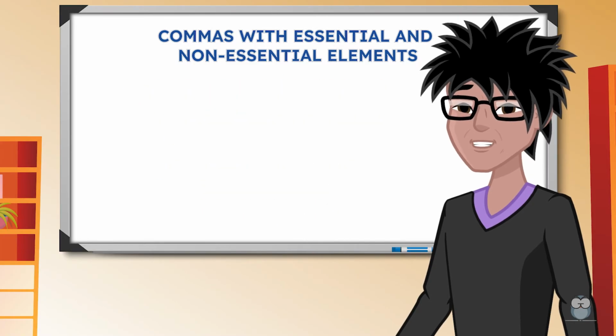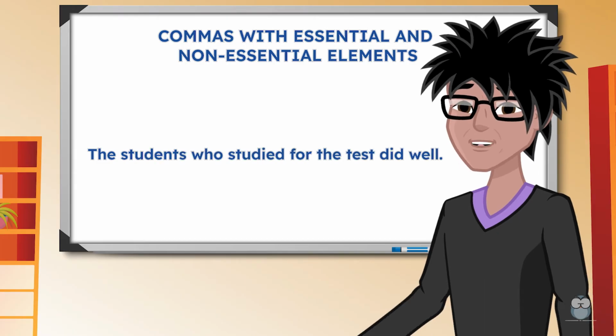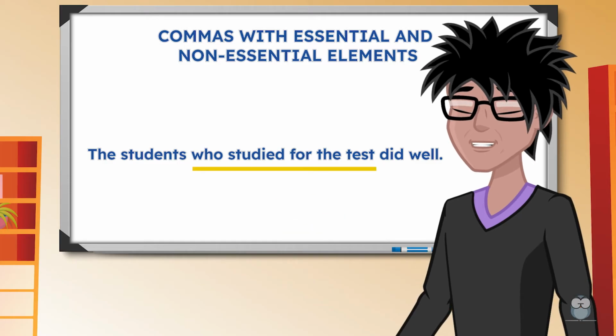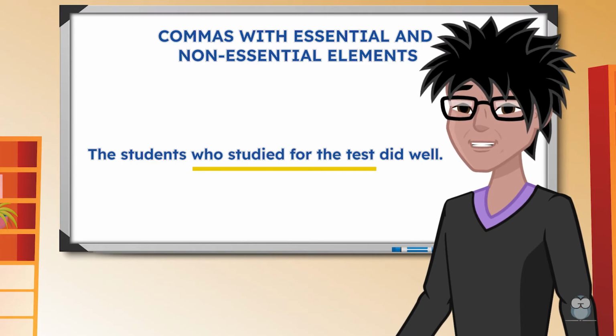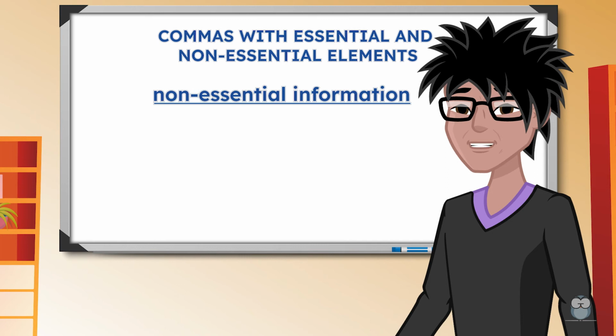For example, the students who studied for the test did well. The phrase, who studied for the test, tells us exactly which students we're talking about. It's essential information to the sentence, and without it, the sentence wouldn't be clear, so we don't put any commas around it.